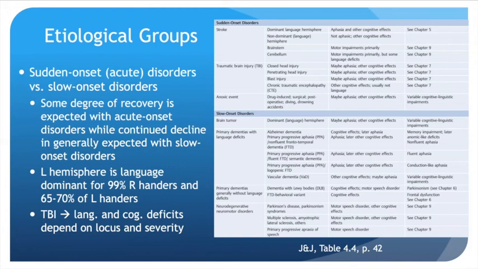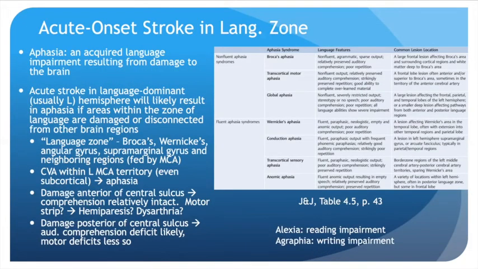Note that the left hemisphere is language dominant for about 99% of right-handers, and the left hemisphere is dominant for about 65 to 70% of left-handers. With traumatic brain injury, language and cognitive deficits depend on locus and severity, where it is and how big the injury is. So acute onset stroke in the language zone. So this would include aphasia. So aphasia is an acquired language impairment resulting from damage to the brain.